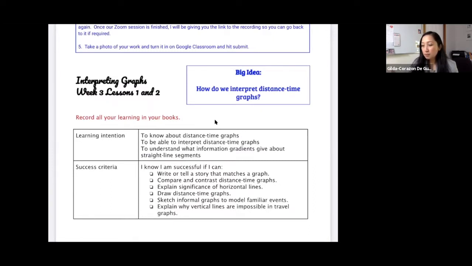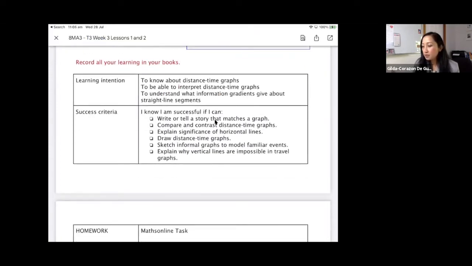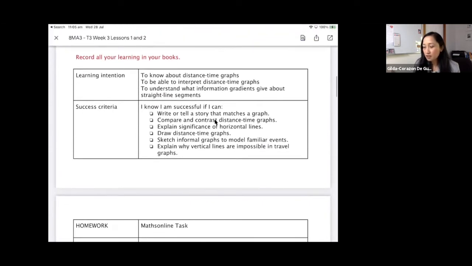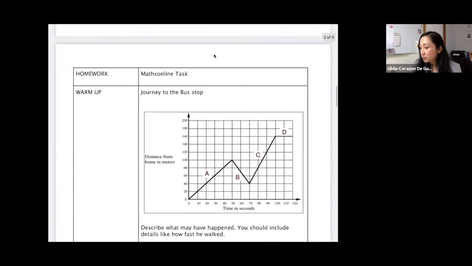We want to be able to interpret distance time graphs and understand what information gradients give about straight line segments. We know we're successful if we can write or tell a story that matches a graph. So we'll be doing some writing as well today, creative writing, right? And hopefully your English teachers would be very happy with the work that you'll be handing in for our extension, okay?